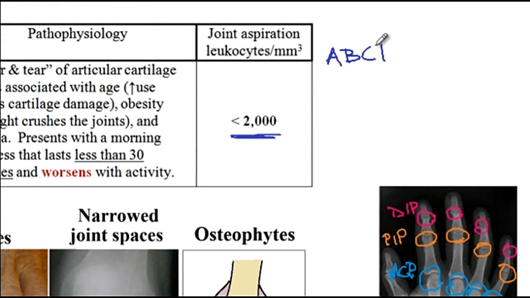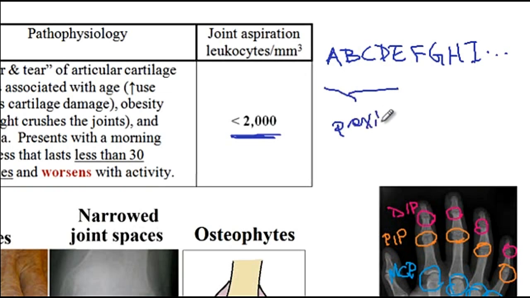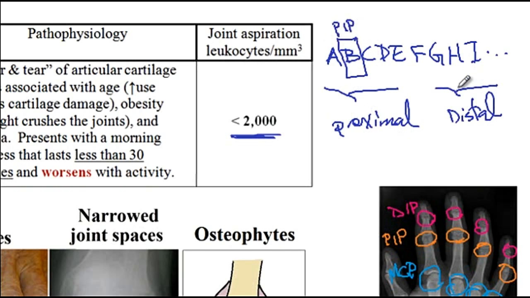A, B, C, D, E, F, G, H, I, and so on. So let's say that the alphabet letters are a rope. So the first part of it would be the proximal part of the rope, and then the end of it would be the distal part of the rope. So now you can see that the Bouchard's nodes are in the proximal part, so these are in the proximal interphalangeal joints, while the Heberden's nodes are in the distal part. So Heberden's nodes are in the distal interphalangeal joints.